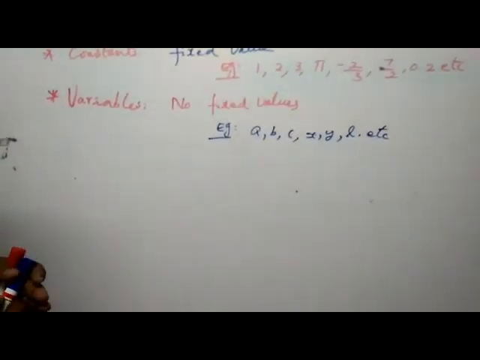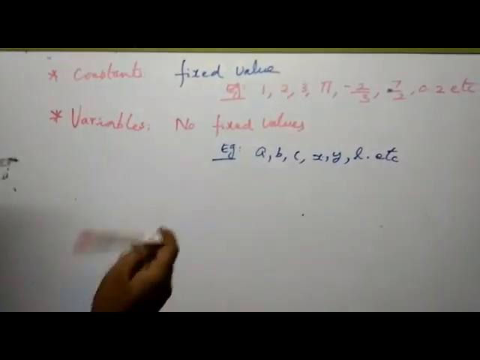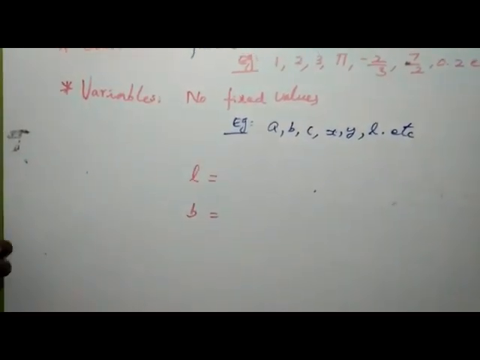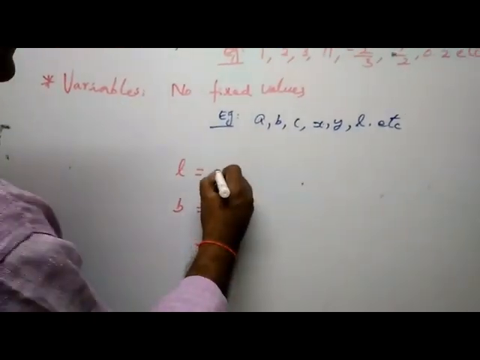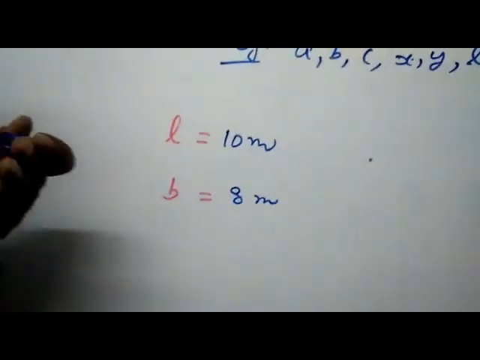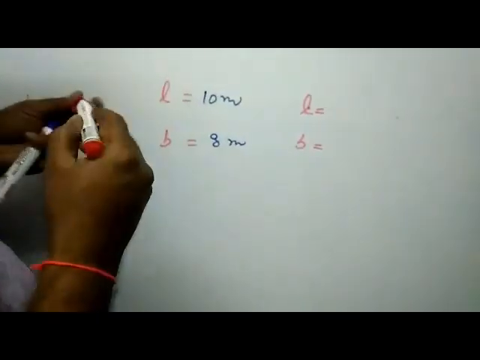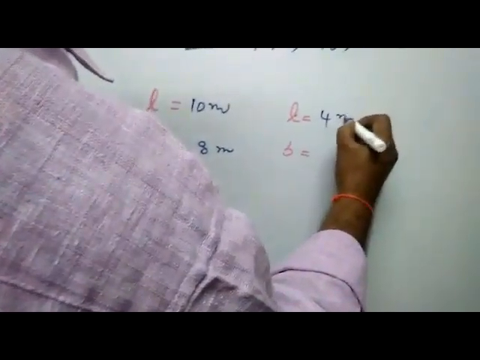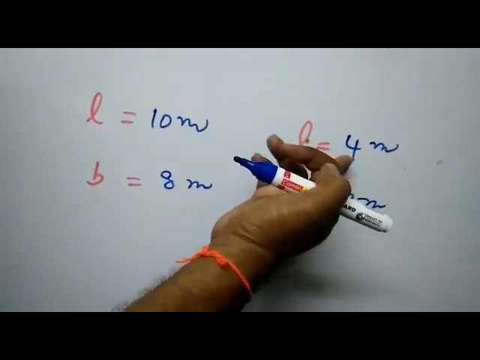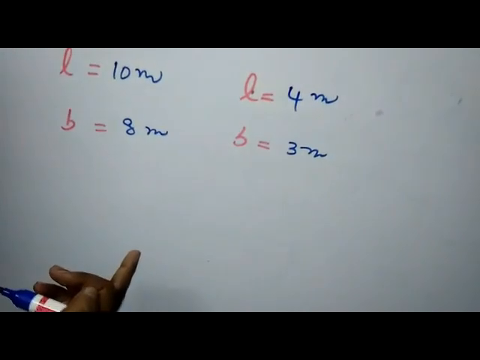A small example, you know very well: take a rectangle, the length and breadth. Take your classroom, maybe the length is 10 meters and the breadth is 8 meters. Take your bedroom, maybe the length is 4 meters and the breadth is 3 meters. Here length is 10 meters, here length is 4 meters. Here breadth is 8 meters, here breadth is 3 meters.